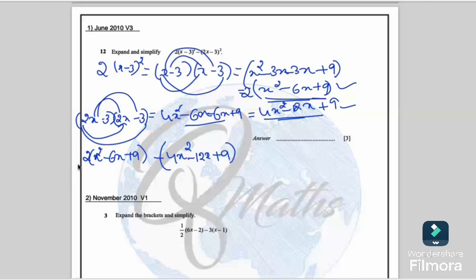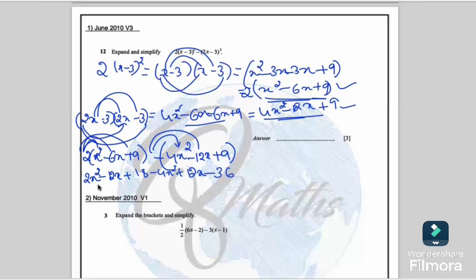Now let's open the bracket and simplify this. So 2 into x square becomes 2x square, then minus 12x, and then positive 18, because we are multiplying 2 with every element inside the bracket. Then outside the second bracket we have minus, so it will become minus 4x square. Then minus into minus becomes positive 12x, plus into minus, minus 9 fours are 36.